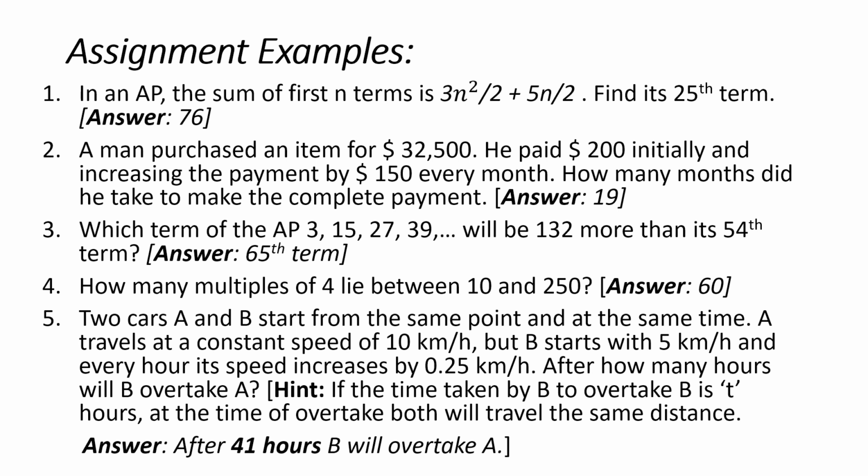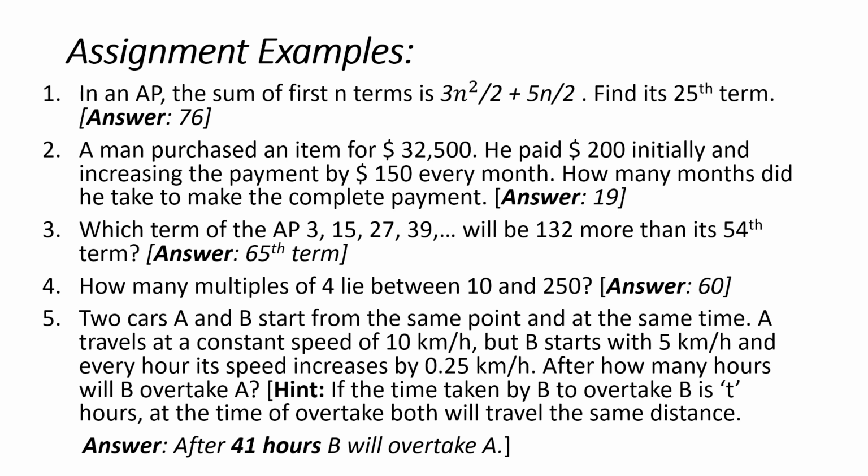Fifth example: two cars A and B start from the same point and at the same time. A travels at a constant speed of 10 km per hour, but B starts with 5 km per hour and every hour its speed increases by 0.25 km per hour. After how many hours will B overtake A? So now the speed of B follows an arithmetic progression with the starting value a as 5 and the common difference d as 0.25.